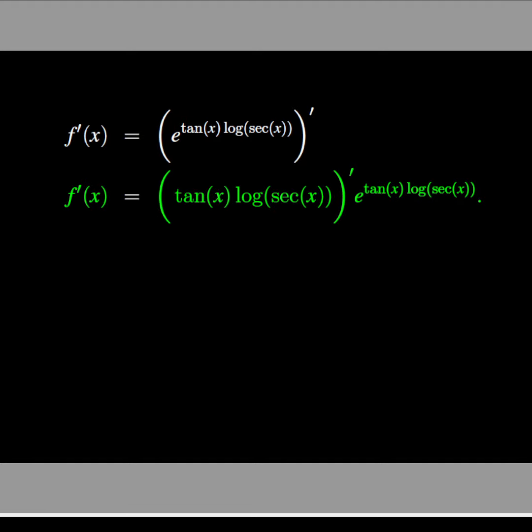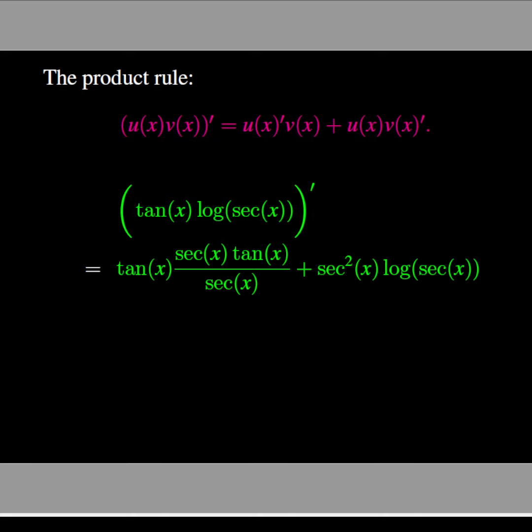We know that, using the chain rule, the derivative of f is equal to the derivative of the product tangent of x times logarithm of secant of x, times the exponential of the product tangent of x times the logarithm of secant of x. Observe that, in order to find the derivative of the quantity tangent of x times logarithm of secant of x, we need to use the product rule. In this case, the derivative is tangent of x times the fraction secant of x times tangent of x over secant of x, plus secant square of x times logarithm of secant of x.